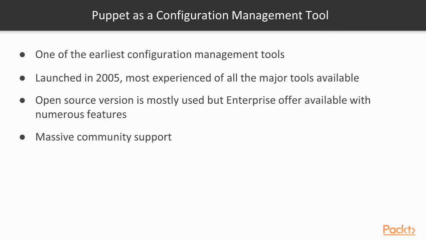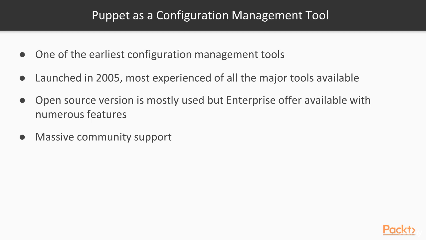Finally, we will look into where Puppet fits in the config management scenario. Puppet is one of the oldest tools of config management. It was initially released in 2005 and has been one of the strongest and widely used software for config management in organizations of various sizes.